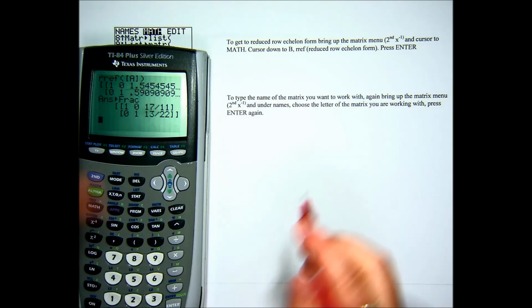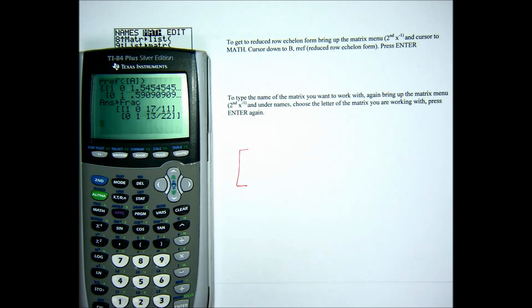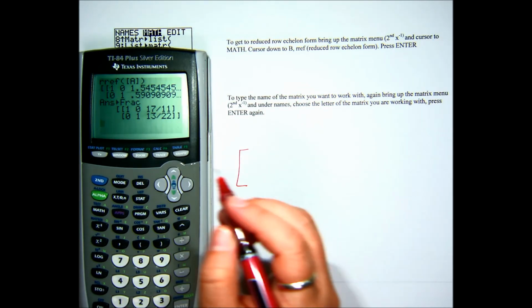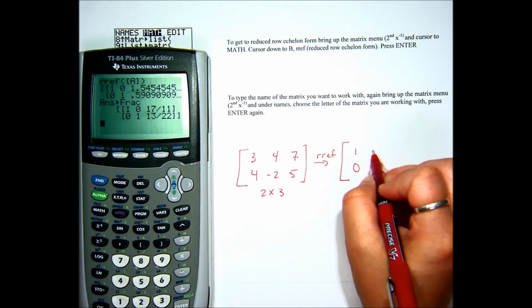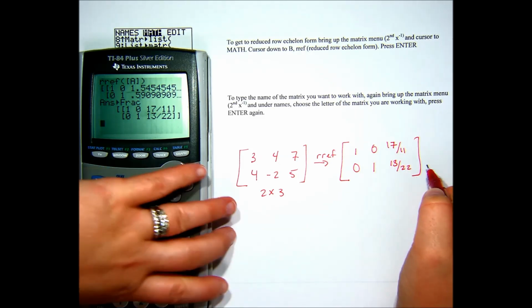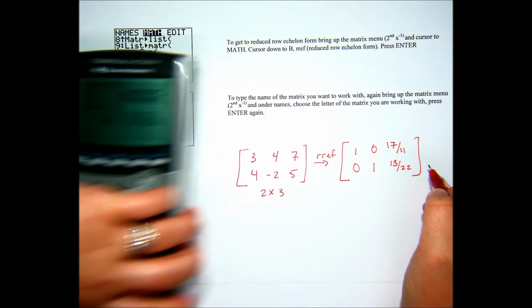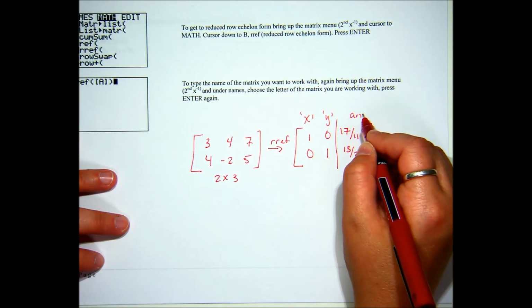which means that this matrix here, the matrix we had, let me write it down again. The matrix we had was 3, 4, 4, negative 2, 7, 5. It was a 2 by 3. We reduced row echelon to solve it. We got 1, 0, 0, 1, 17 elevenths, and 13 22nds. Now, what does this mean? First of all, I know I'm in reduced row echelon form because I got 1s on the diagonals, 0s above, 0s below. Remember, this last column is your answers. This is your column X. This is your column Y. This is your column answer.